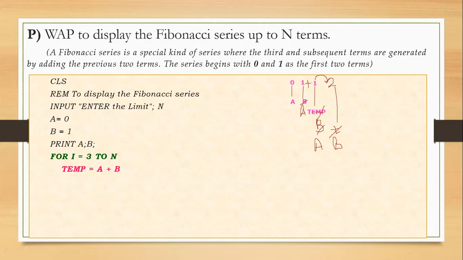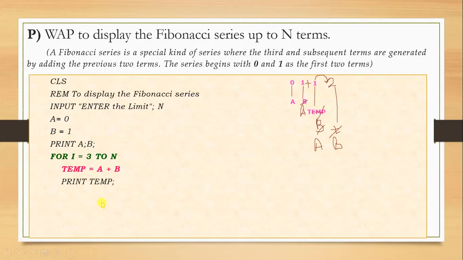You can use c is equal to a plus b. Okay, your wish. I have written here temp is equal to a plus b. Now this addition is over. The next part, what I told you, your b is going to take the place of temp and a is going to take the place of b.